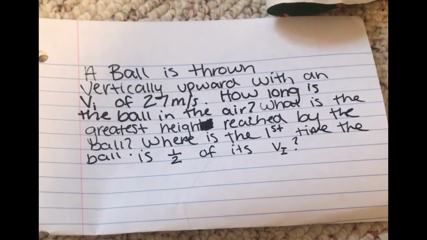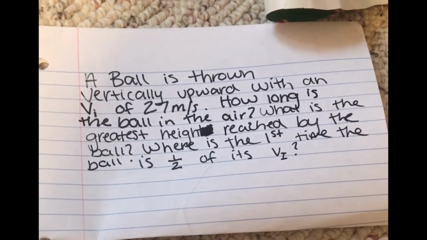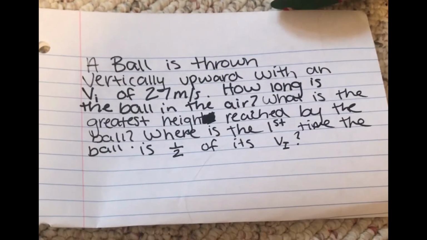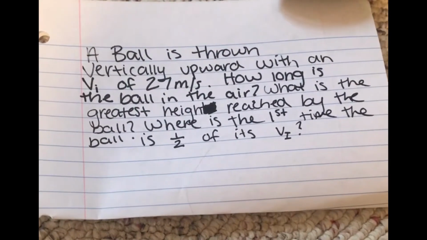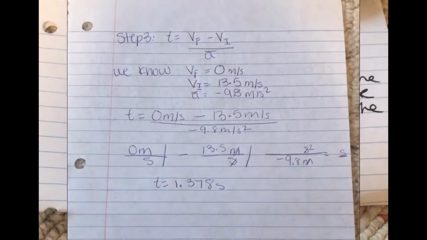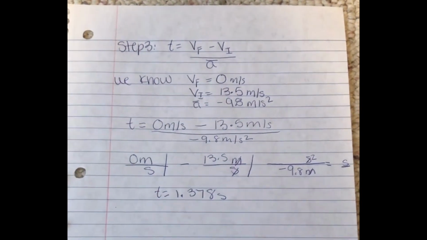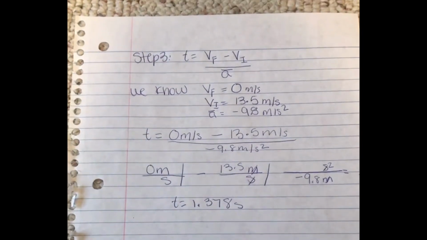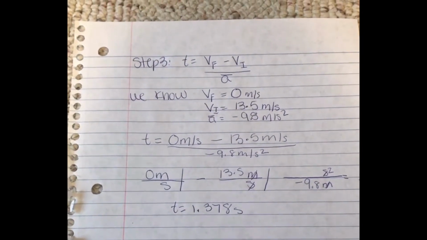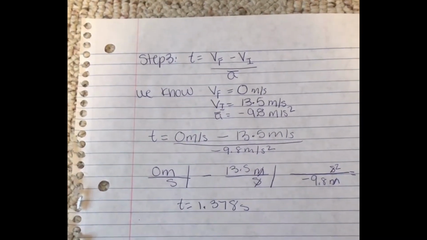So for the last part of the equation, where is the first time the ball is half of its initial velocity, we're going to do the exact same steps just with different numbers. So step 3, we have to solve for time again so we can plug that into the displacement equation. So we have time equals final velocity minus initial velocity over acceleration.